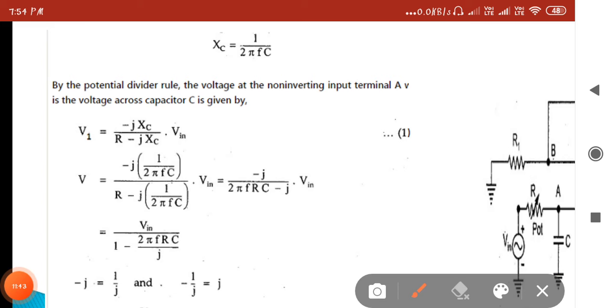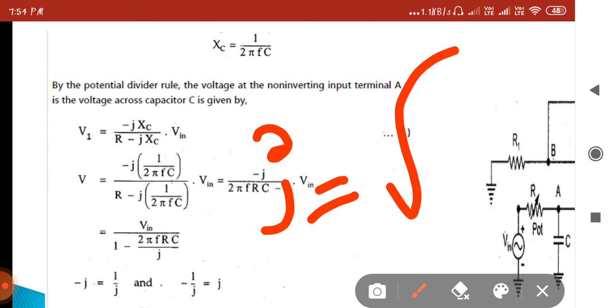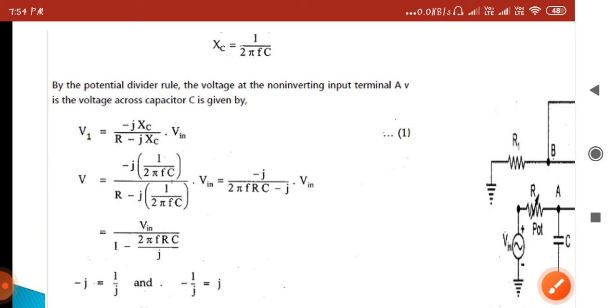Minus j, I'm going to take j equals minus root 1. It is an imaginary number you have already studied in your PUC. Minus 1 value, right. So 2 pi fRC divided by j, 1 minus. Correct. Next, we are going to take that one.